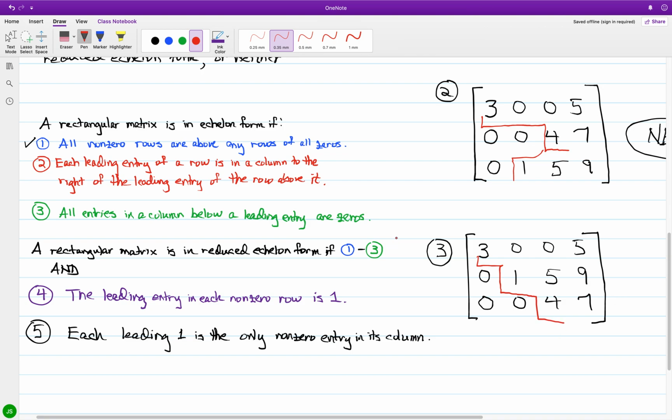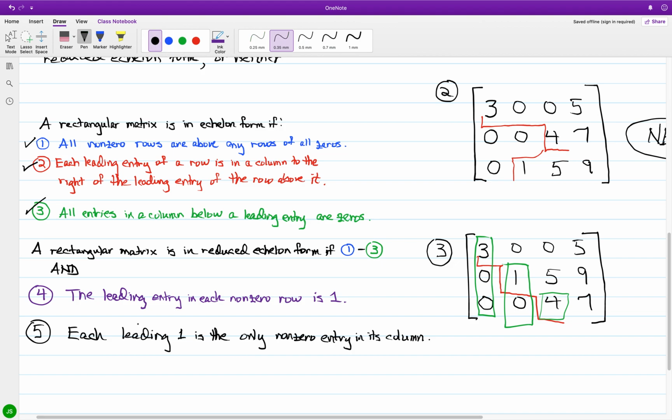Each leading entry of a row is in a column to the right of the leading entry of the row above it. So you have 1 to the right of 3, and 4 to the right of 1. This particular part is satisfied. And all entries in a column below a leading entry are zeros. So you have 3, 0, 0, and you have 1, 0. Since 4 is in the last row, there's no need for zeros underneath it. So this part is satisfied.